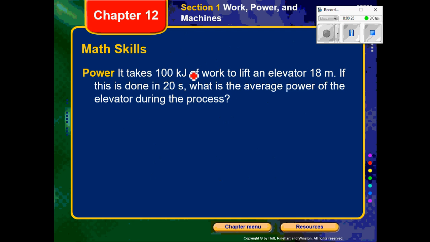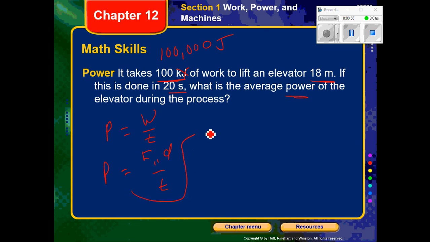So it says it takes 100 kilojoules of work to lift an elevator 18 meters. I'm going to turn this into joules instead of kilojoules. So you multiply that by 1,000, right? So 100,000 joules to lift an elevator 18 meters in 20 seconds. What's the average power? Okay, so power is work per time. Power is force times a parallel displacement per time.